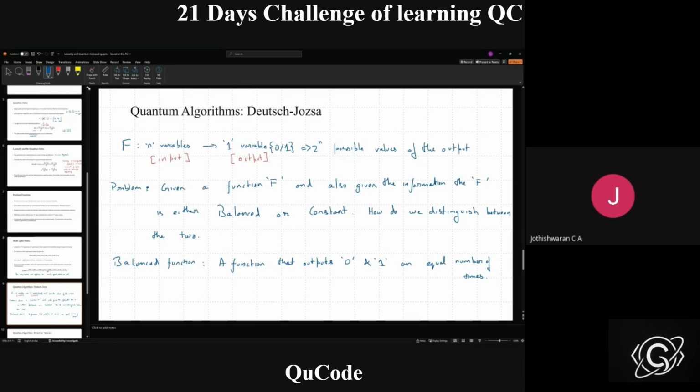So this is a very contrived problem. This is not a real world problem. This is not a problem that we will encounter in our day-to-day existence. But nonetheless, this illustrates the power of quantum computing. So now, where does quantum mechanics help us? Where does quantum computing help us?